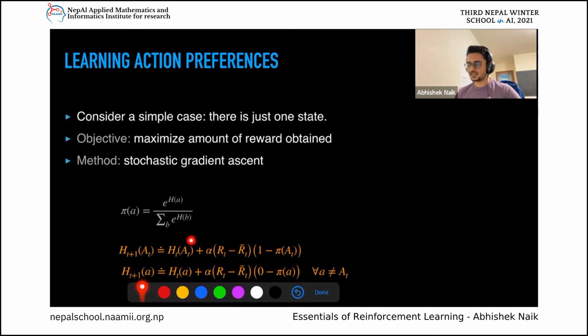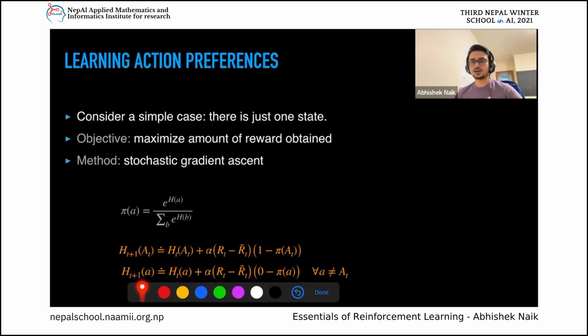So you increased the preference for that action. You decrease the preference for all other actions, and resulting from this increase and decrease of preferences, your policy changes, right? You increase the probability of taking this action.